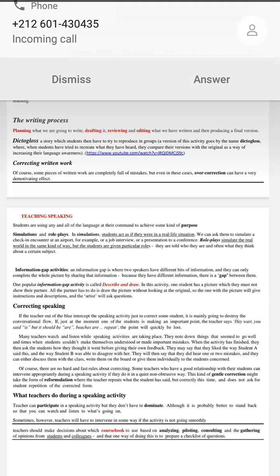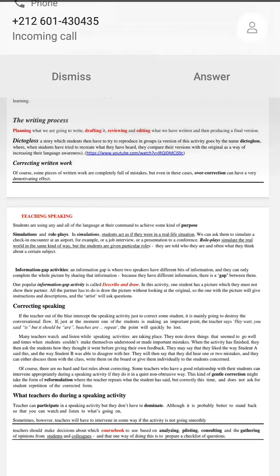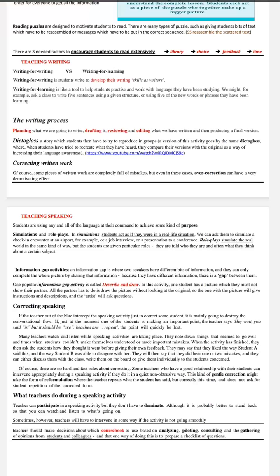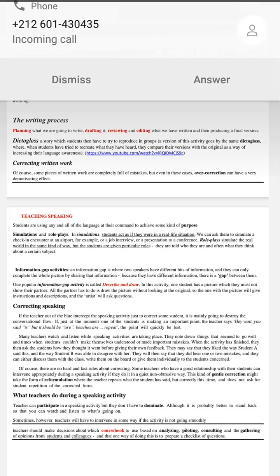Correcting written work. Of course, some pieces of written work are completely full of mistakes, but even in these cases, overcorrection can have a very demotivating effect. Fiction speaking.